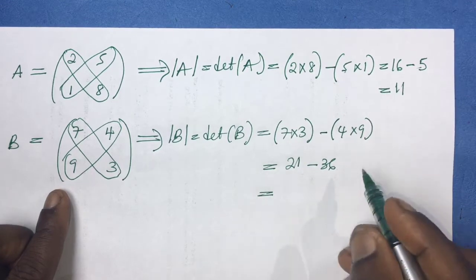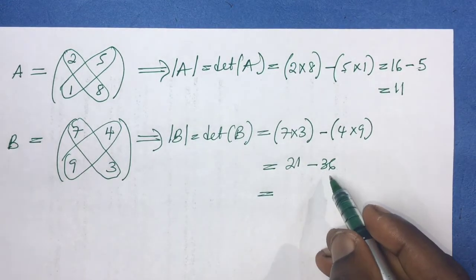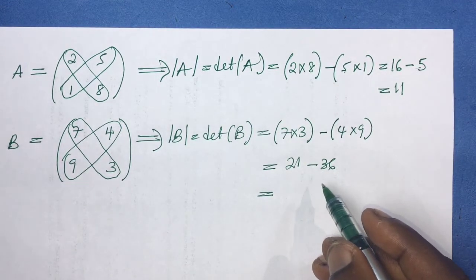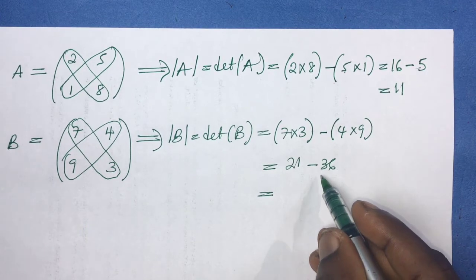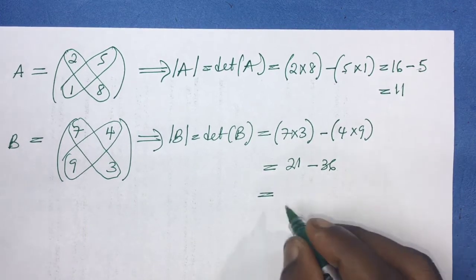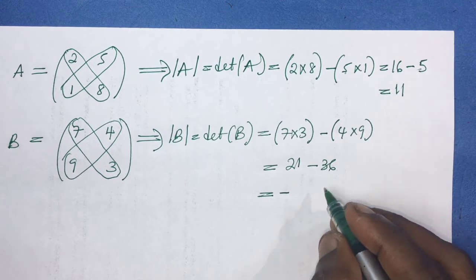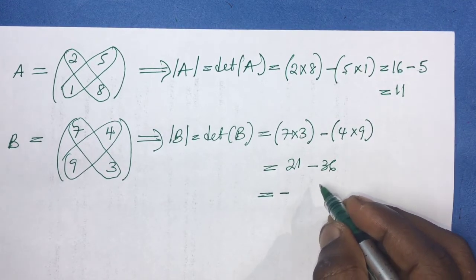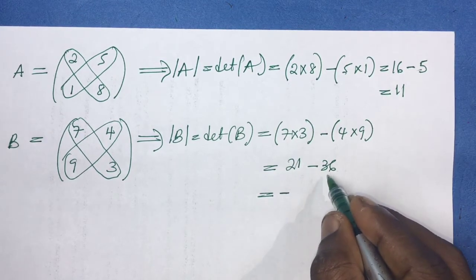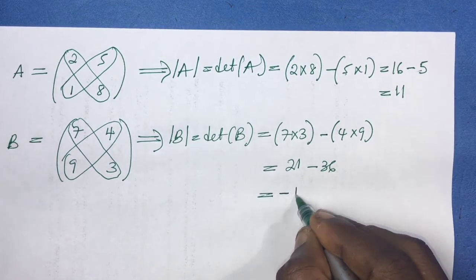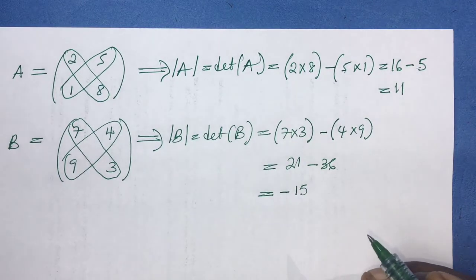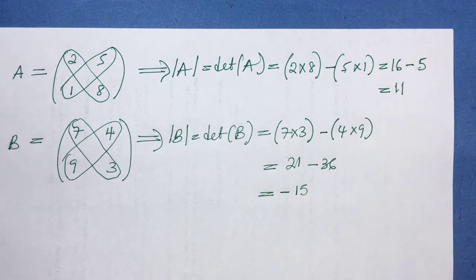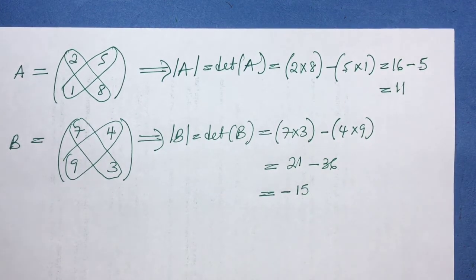Now take note, 21 minus 36 will give you a negative result, okay? That tells you that the determinant of a matrix can also be negative, even as it can be positive. So 21 minus 36 will give you minus 15, and it is a negative result.